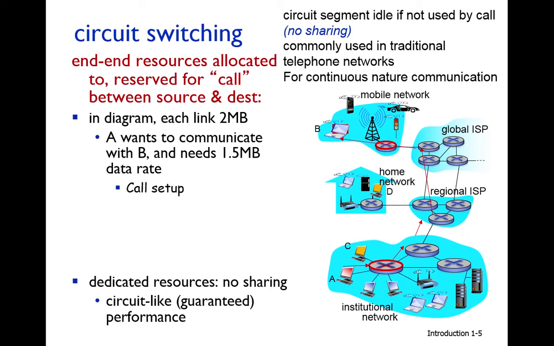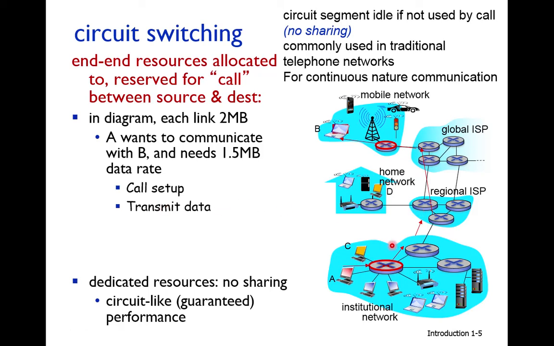So you can see that the path or the resources are reserved from A toward B. When the resources on this path are reserved, it is reserved for communication from A to B. These resources cannot be used by anyone else. After the resources are reserved, then the data is transmitted from A to B.